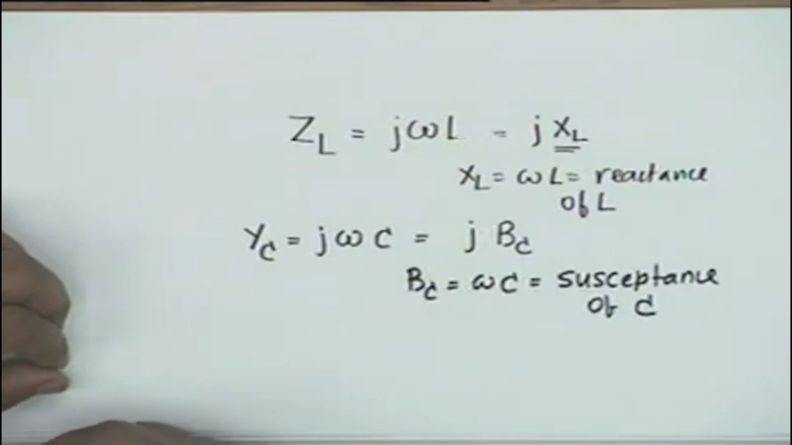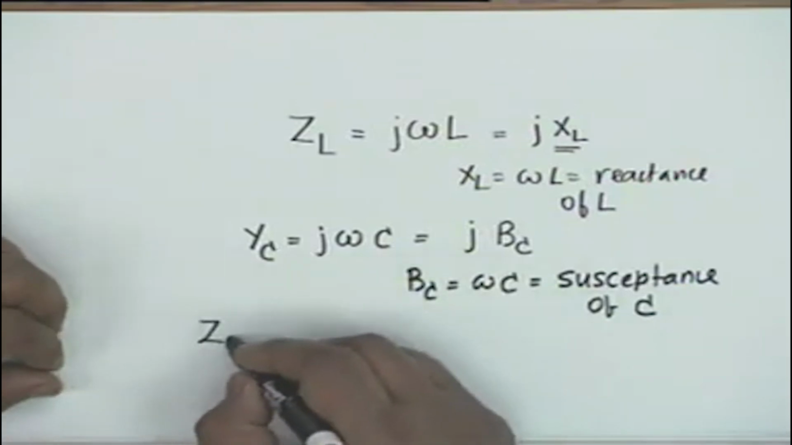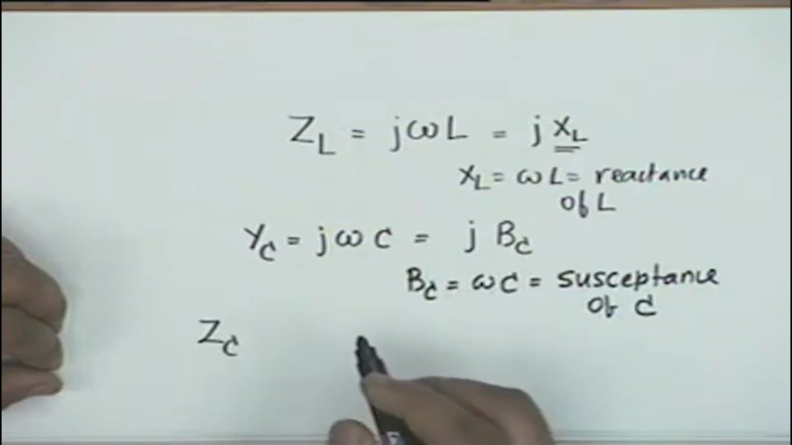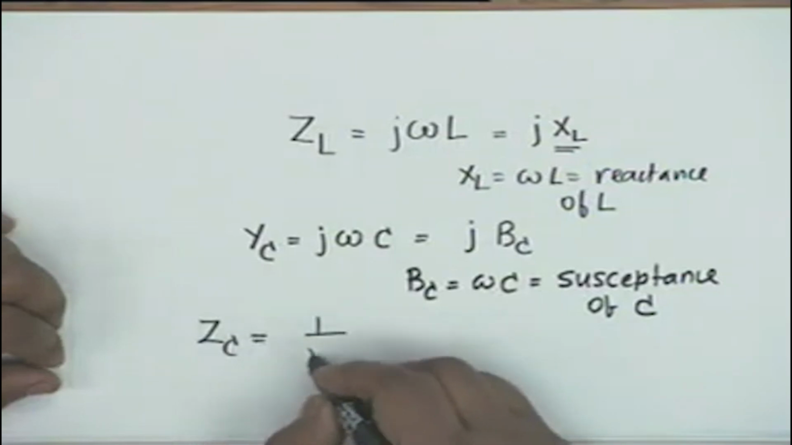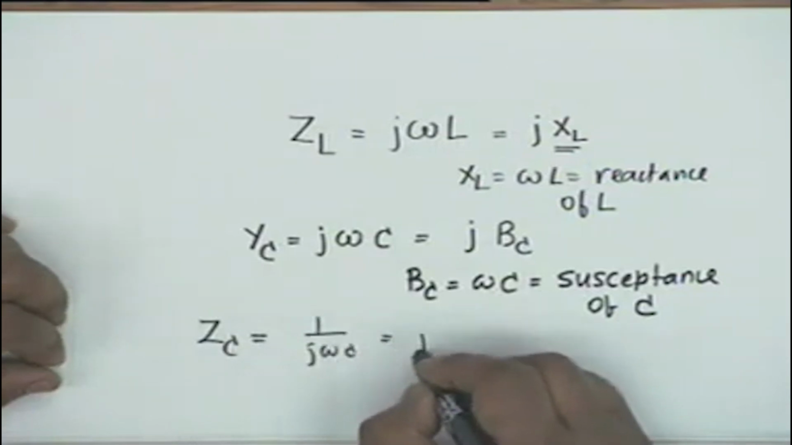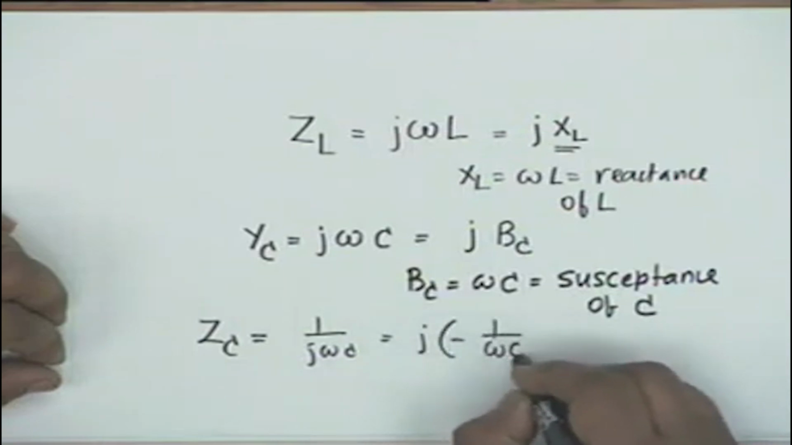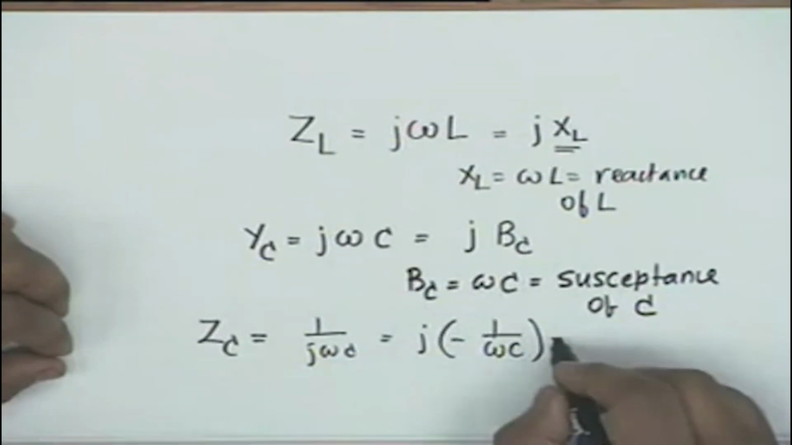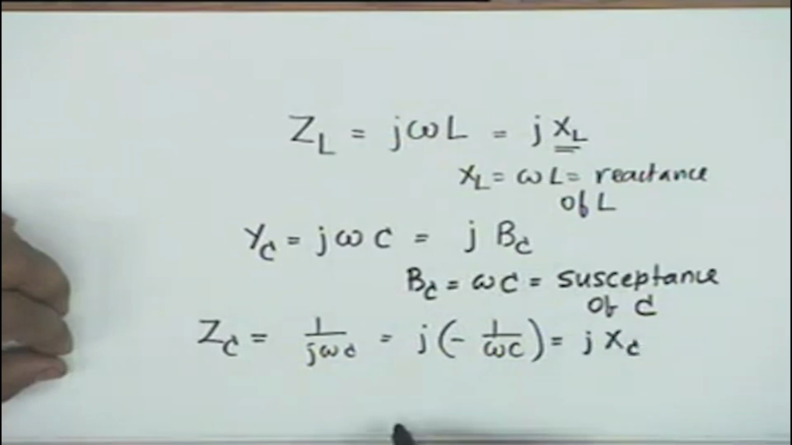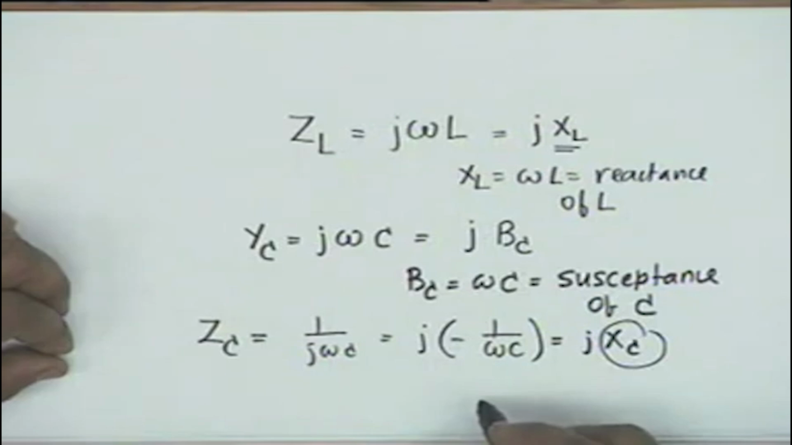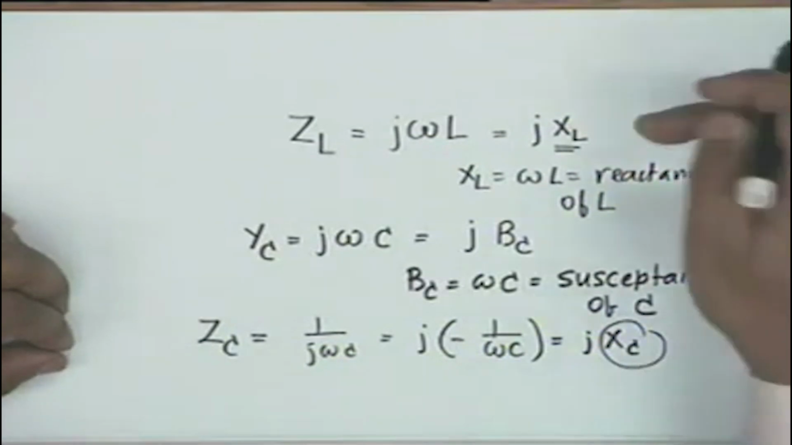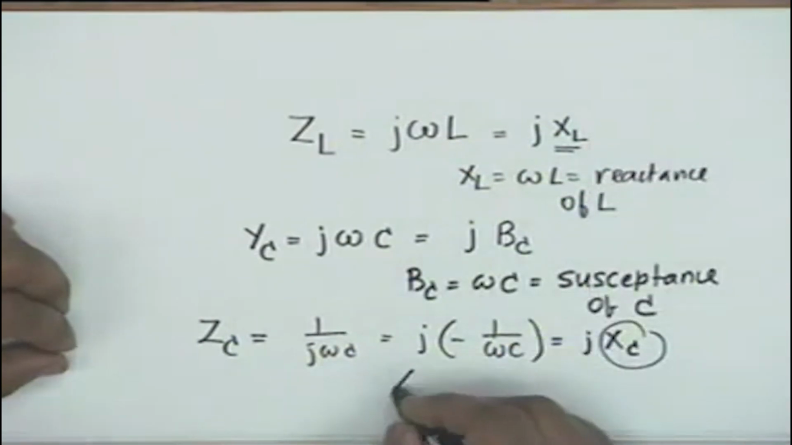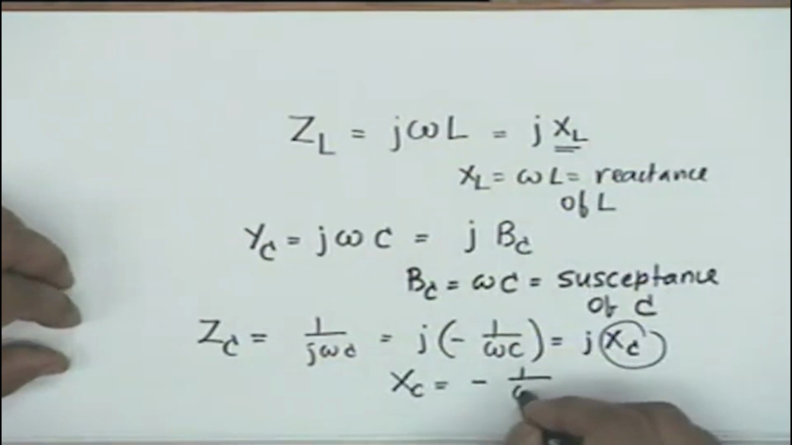It's not that we could not write the impedance also. The impedance of a capacitor is 1 over j omega C, which I can write as j times minus 1 by omega C, can we? Yes. Then we write this as j times XC, and XC is called the reactance of the capacitor C. The reactance of a capacitor is negative, the reactance of an inductor is positive. As you see, the reactance of the capacitor is minus 1 by omega C.